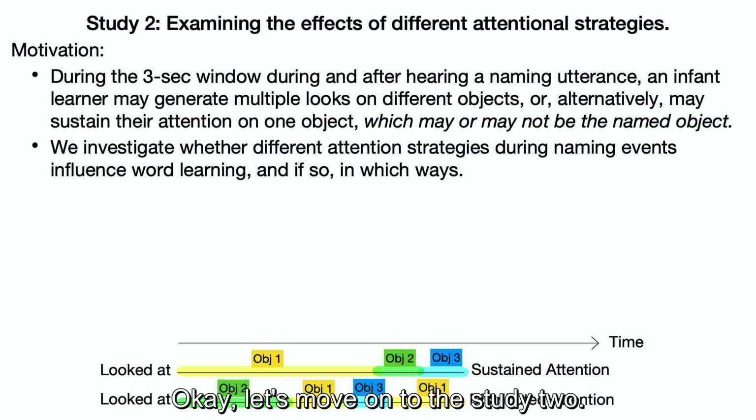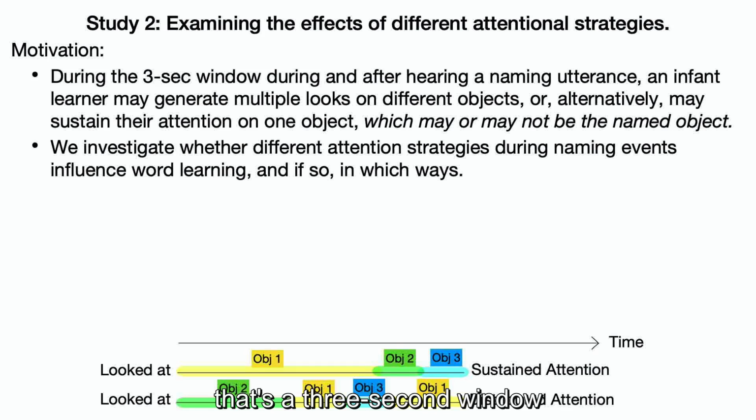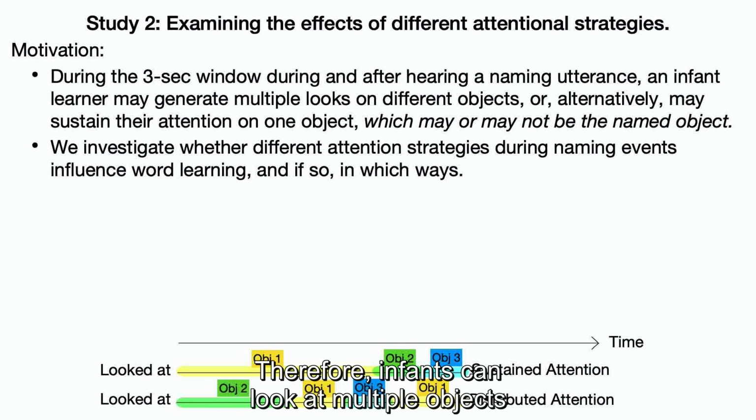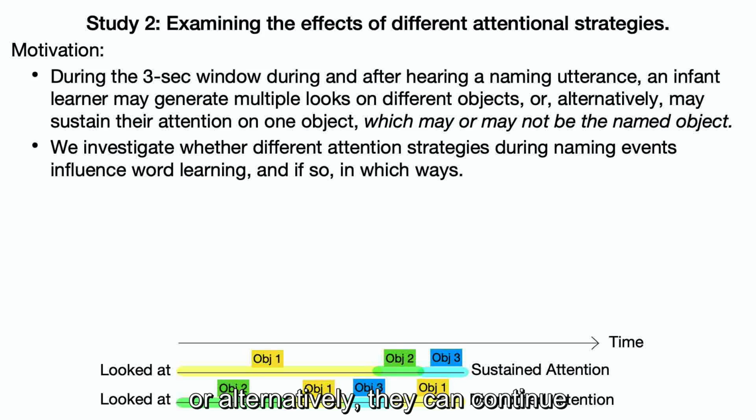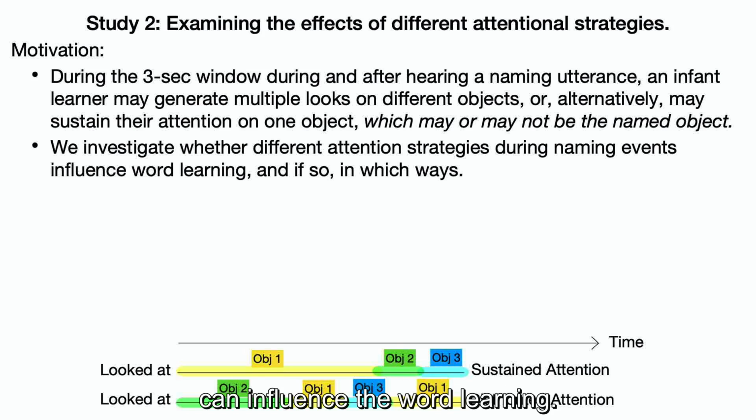Okay, let's move on to study 2. The motivation of this study comes from the fact that the 3-second window we chose contains the period during and also after hearing the naming event. Therefore, infants can look at multiple objects, or alternatively, they can continue looking at the same object. The purpose of this study is to investigate how these 2 attention strategies can influence word learning.